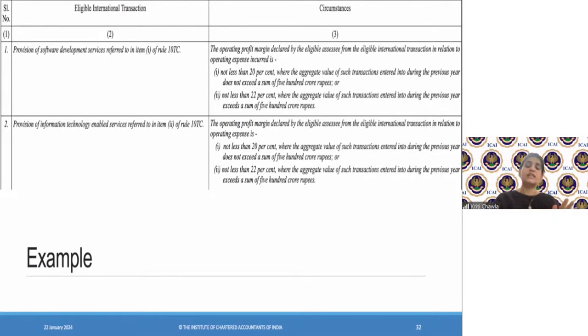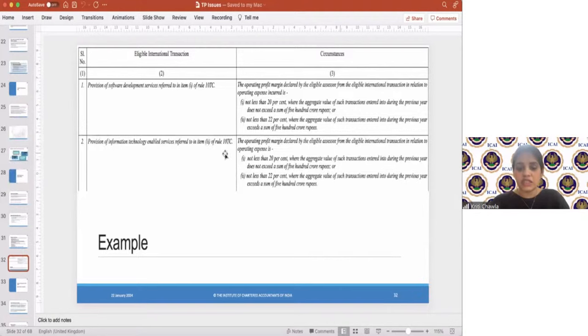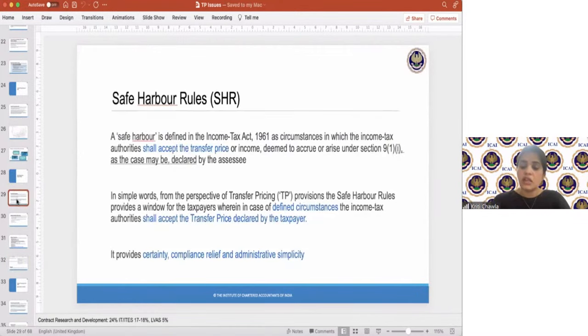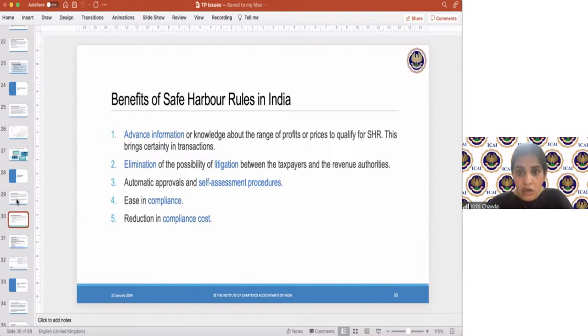And now they've just defined the transfer price for some defined circumstances in India. So that is what is meant by safe harbor, that if you are earning this particular margin, which is provided in the law, then you are at a safe harbor. The question is that there are obviously a lot of benefits of safe harbors in India. The first thing is there is advance information. So if a particular entity is providing IT, ITES services, you know that they are going to earn 20% margin, etc. And then there is no litigation also.